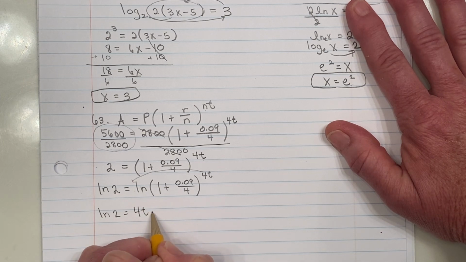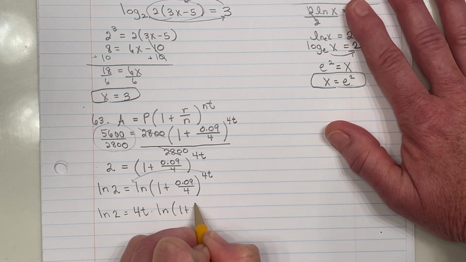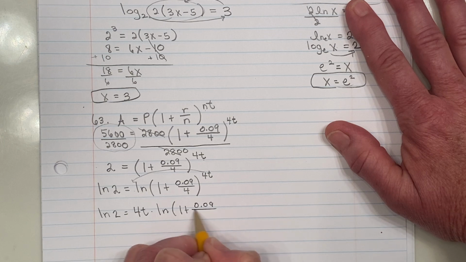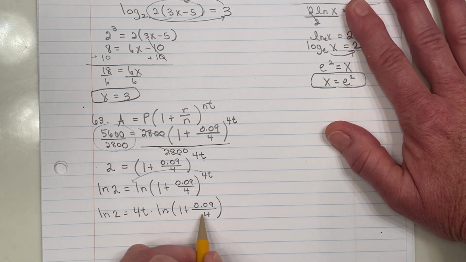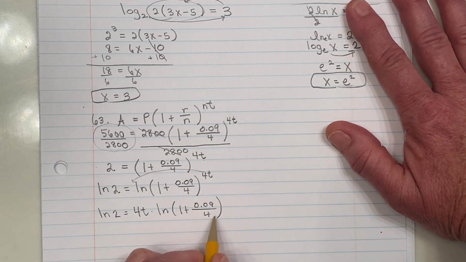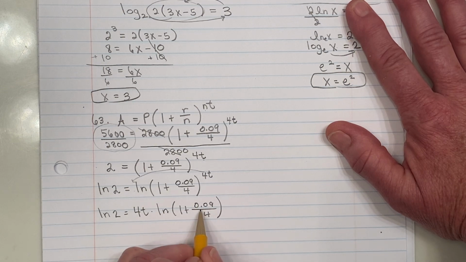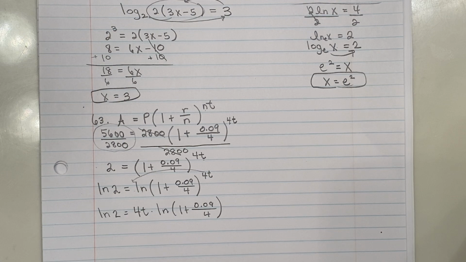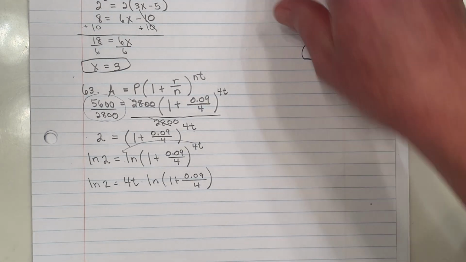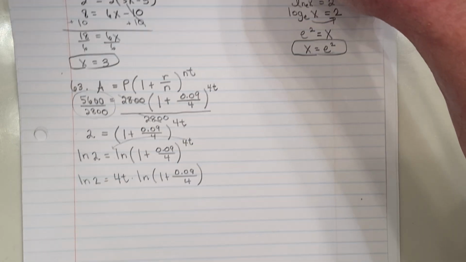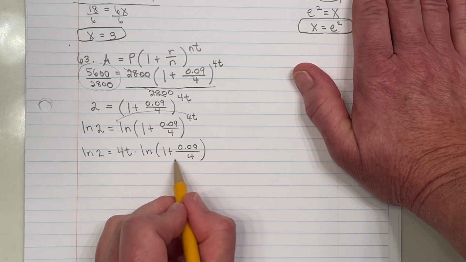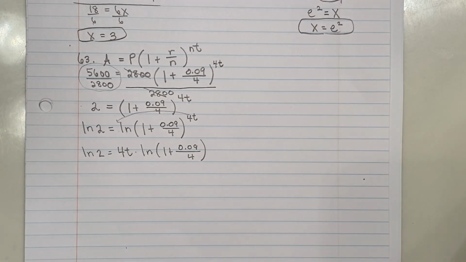So now we have 4t times ln of quantity 1 plus 0.09 divided by 4. If you want to, you can calculate that to be a decimal. You can find this value right here and add it to 1. It might make your work a little bit easier in the calculator. I'm actually going to wait till the very end before I put anything into the calculator. But again, like I said, you could go ahead and compute that if you want to. It might make it a little bit easier.